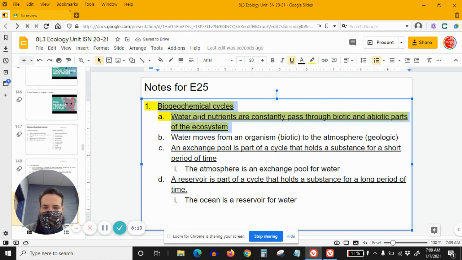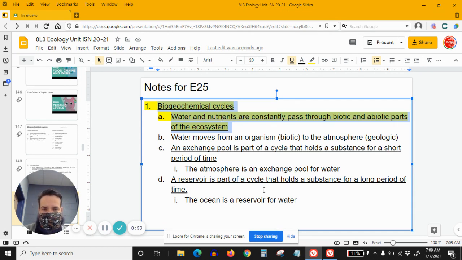Water and nutrients are constantly being recycled through the biotic and the abiotic parts. A deer drinks water. The water goes through the deer's kidneys, ends up in the deer's bladder. The deer pees. The pee runs into a stream. It's now part of an abiotic part of the ecosystem. Okay, so it's constantly being recycled through these living and non-living parts. Water moves from an organism to the atmosphere, which is part of the geosphere.